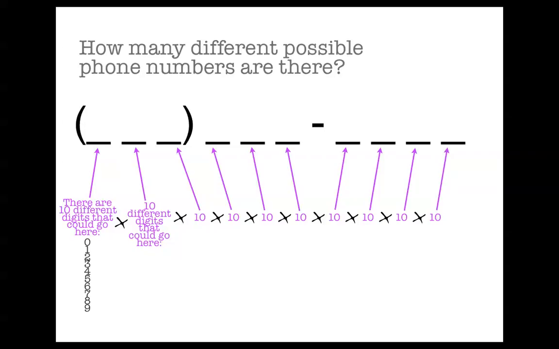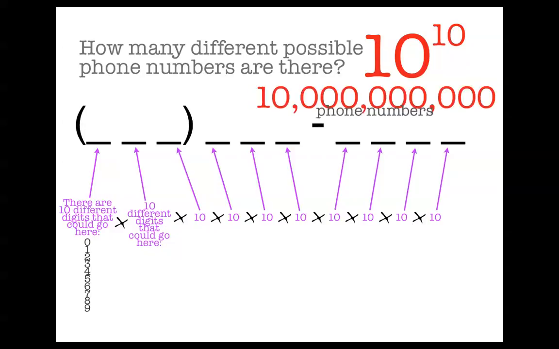So if I want to know the total number of possible phone numbers there are, it would be all those 10s multiplied together, which is 10 to the 10th power. And the answer to this problem then comes out to 10 billion phone numbers that are possible in the United States. And we did that just using the power of the counting principle, which tells us to multiply those numbers together.